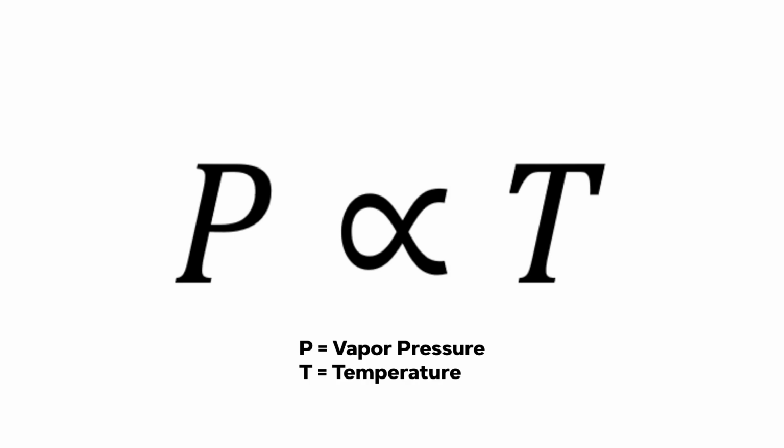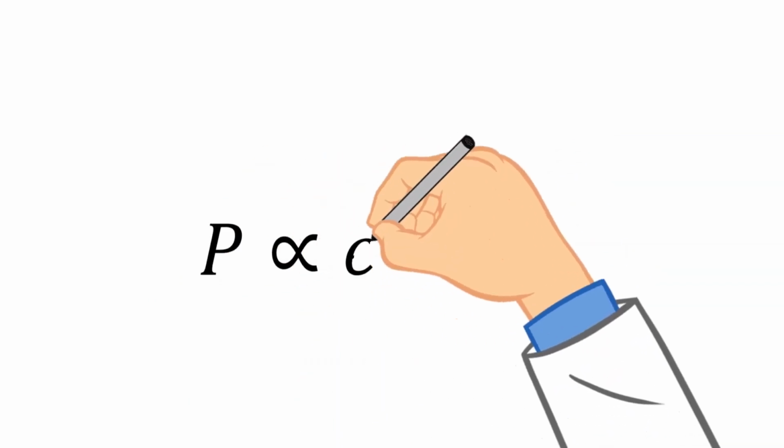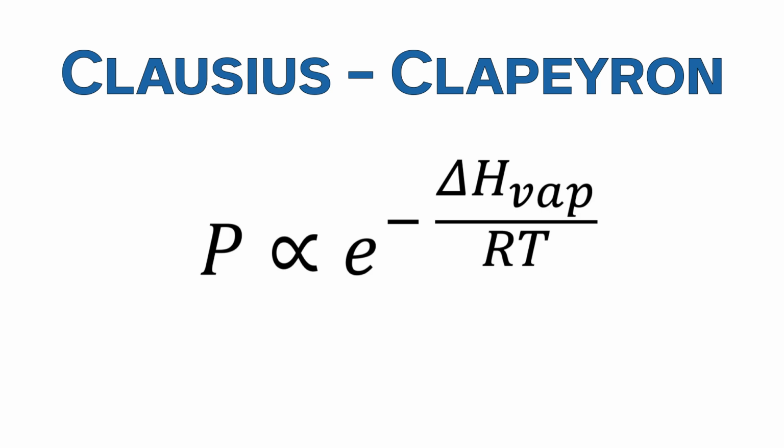We can use that relationship, but we have to understand it in a more precise way. In other words, in order to use the relationship, we have to be able to predict the relationship. The Clausius Clapeyron Equation provides us with what we're looking for. It provides us with a more precise, more predictable relationship between vapor pressure and temperature.